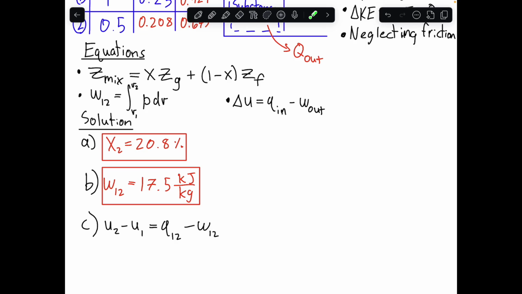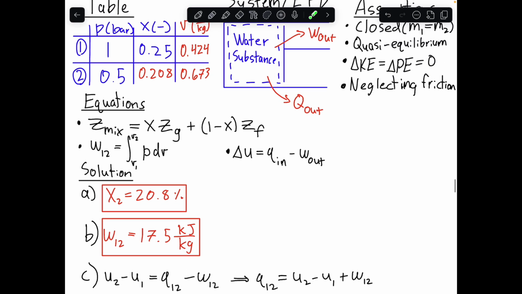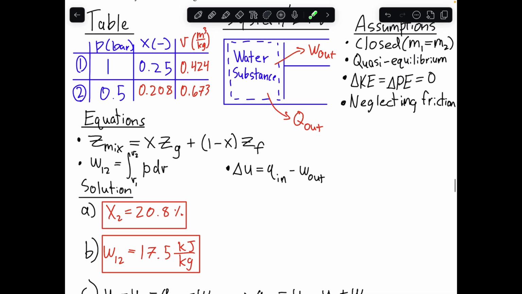And since we want to solve for heat transfer, I'll just move this term over to the other side. So we get Q from 1 to 2 is equal to u2 minus u1 plus W from 1 to 2. And so we found this work term with the last part of the problem here. So we just need to find u2 and u1 in order to solve this. And remember, those are actually pretty easy to find as long as we have the quality at both states.